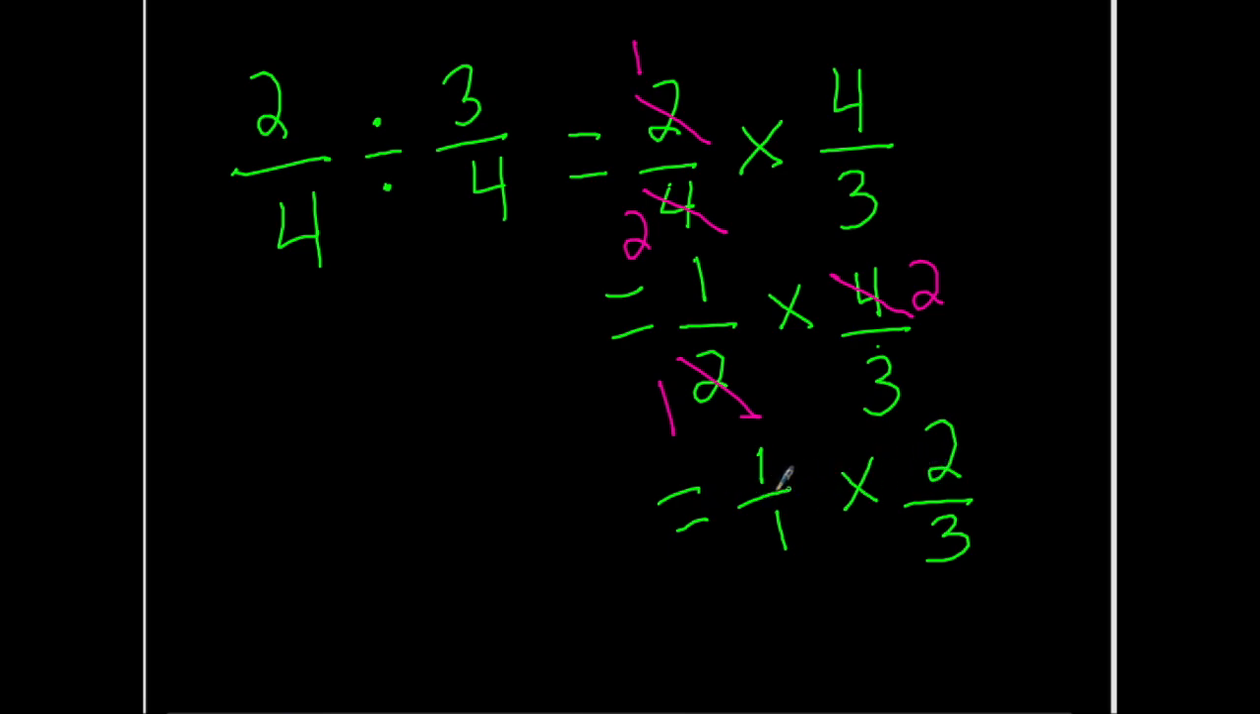You multiply the numerators together and the denominators together. So now 1 times 2 is what? 2. 1 times 3 is 3. So your answer is 2/3.